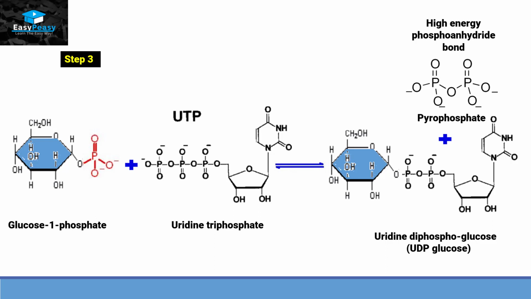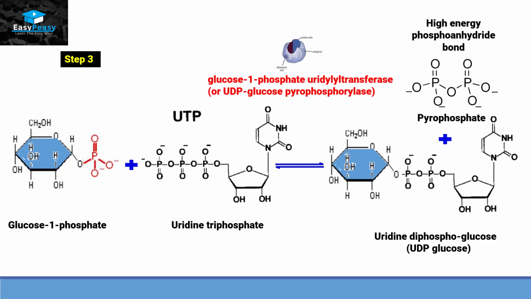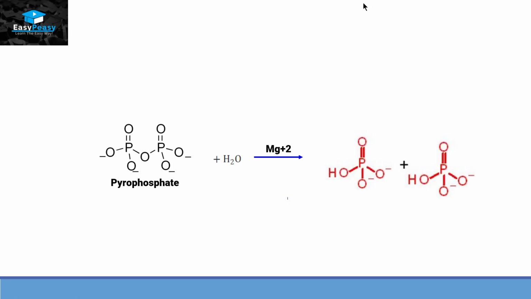This overall reaction will be catalyzed by an enzyme called glucose 1-phosphate uridyl transferase or UDP-glucose pyrophosphorylase. Now, this pyrophosphate that is highly unstable will convert itself into 2 inorganic phosphates by releasing energy.